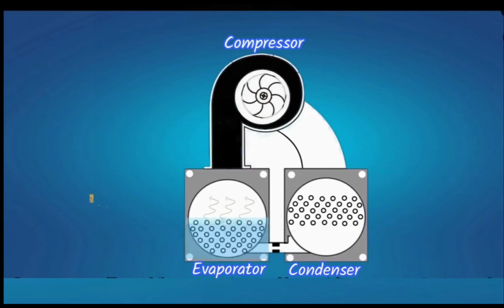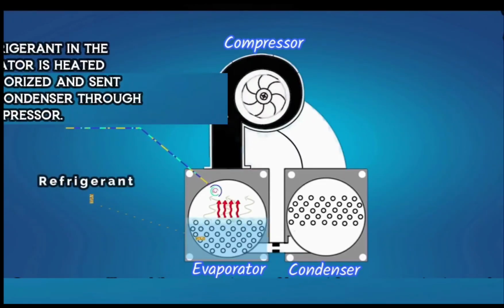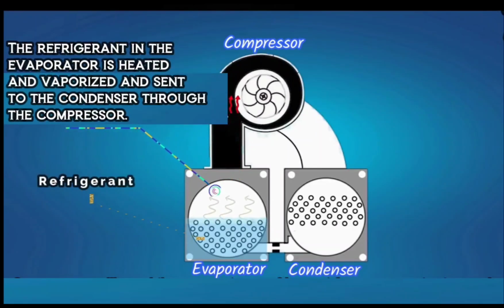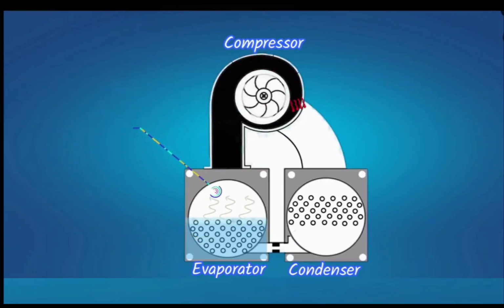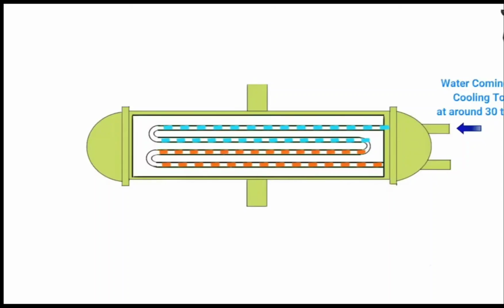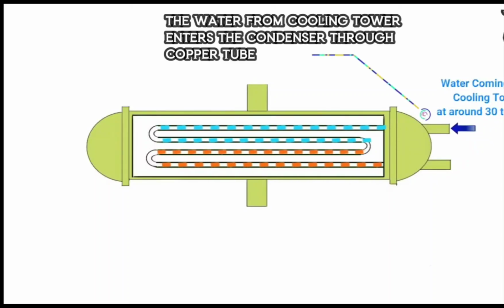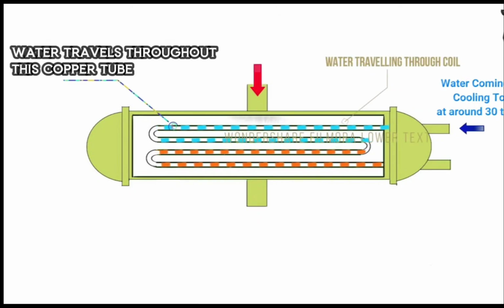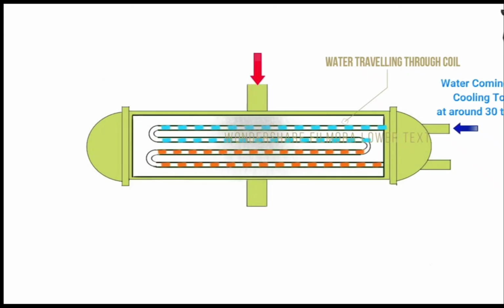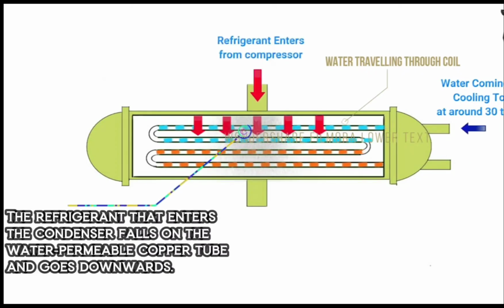The compressor sends the refrigerant, which is in the vapor phase, from the evaporator to the condenser. The water coming from the cooling tower enters the condenser at 32 degrees Celsius through the copper tubes. This water travels throughout the tube. In the condenser, the refrigerant travels around the copper coils.